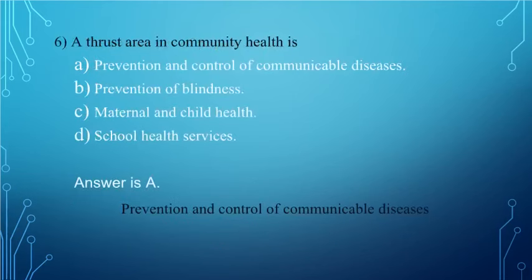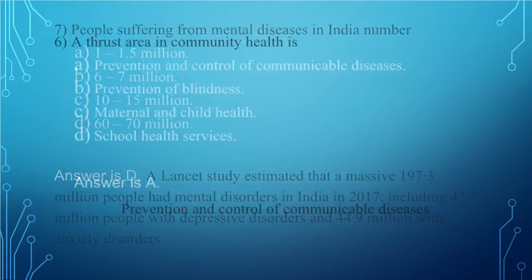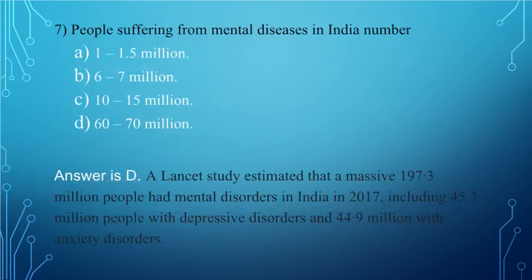6. A thrust area in community health is prevention and control of communicable diseases. Prevention of blindness. Maternal and child health. School health services. Answer is A. Prevention and control of communicable diseases. 7. People suffering from mental diseases in India number 1, 1.5 million. 6 to 7 million. 10 to 15 million. 60 to 70 million. Answer is D. A Lancet study estimated that a massive 197.3 million people had mental disorders in India in 2017, including 45.7 million people with depressive disorders and 44.9 million with anxiety disorders.